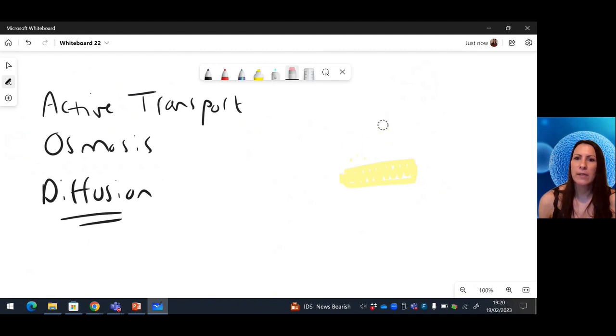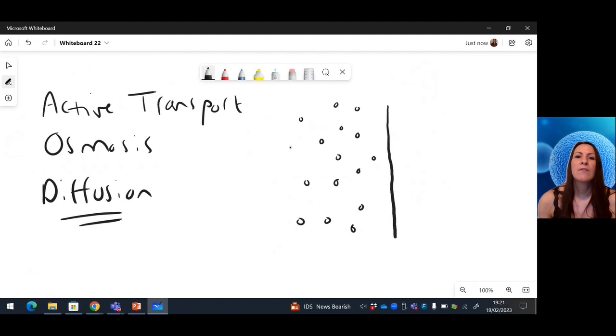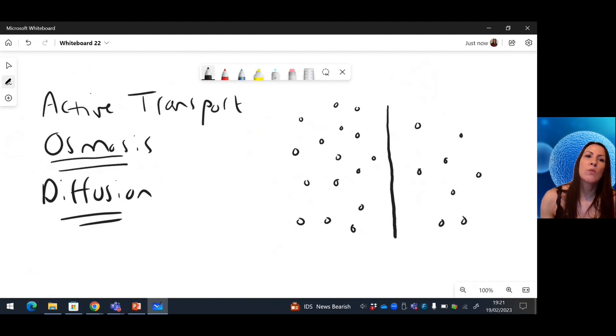If I just take this away, imagine this was a membrane, so a cell membrane of some sort. I'll just do the water molecules. These can be water molecules here on this side of the membrane, but then on this right-hand side of the membrane, we only have a few water molecules. So when we're talking about water specifically, this is osmosis.